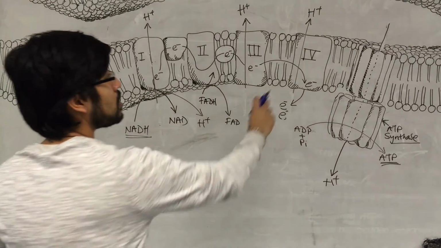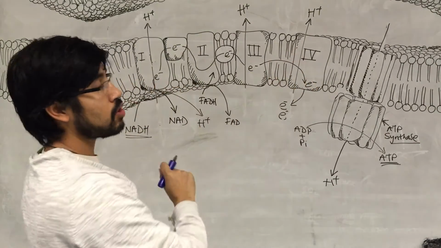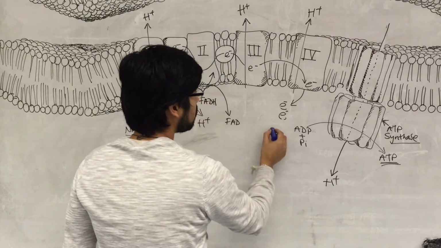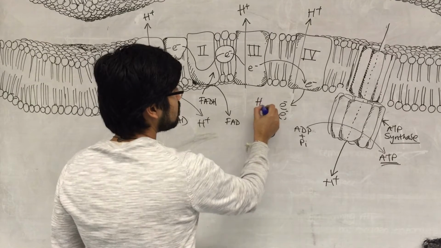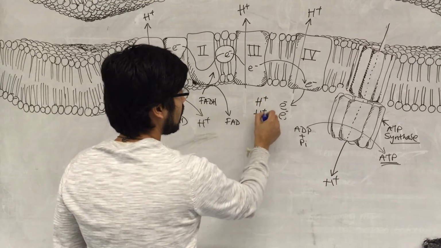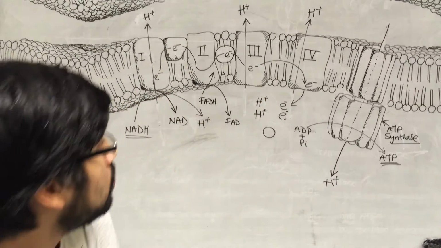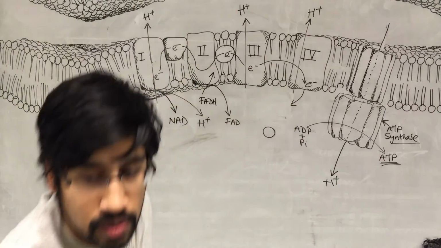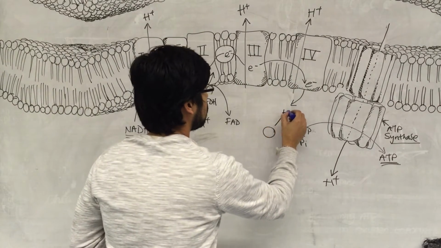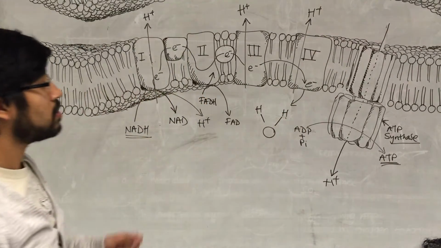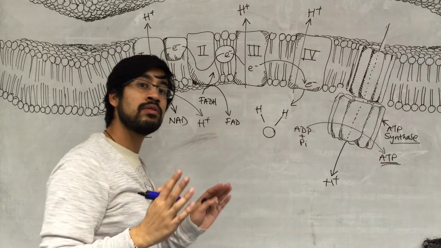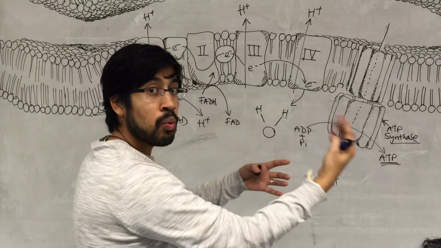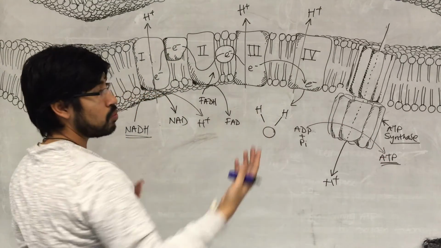Okay, so let's just quickly go over this. We need to accept the electrons that are in this complex 4. If we don't, the whole thing gets blocked up. So we need oxygen to come along. It combines with 2 electrons and 2 protons, each proton and electron forming a hydrogen. So we end up with water. And remember the equation for respiration: glucose plus oxygen, carbon dioxide plus water. And there is your water.